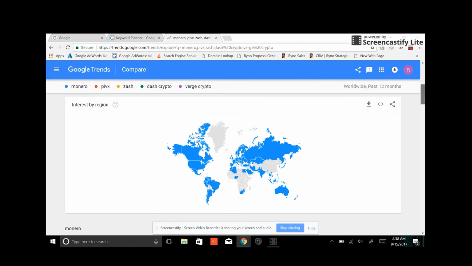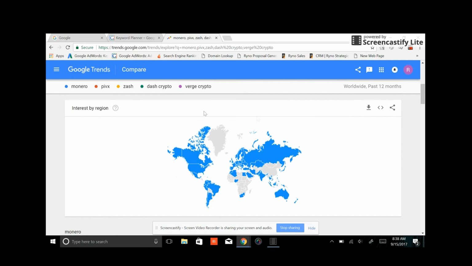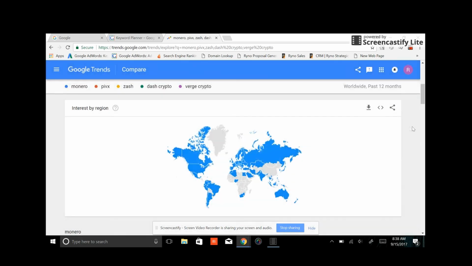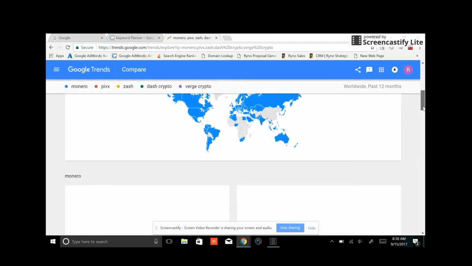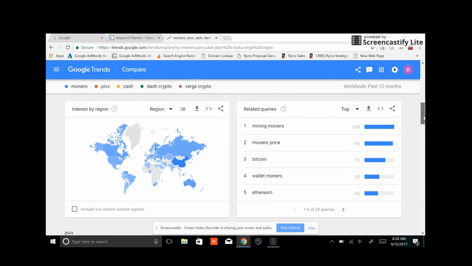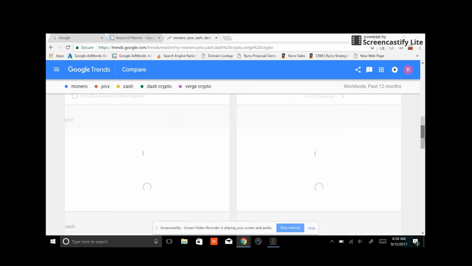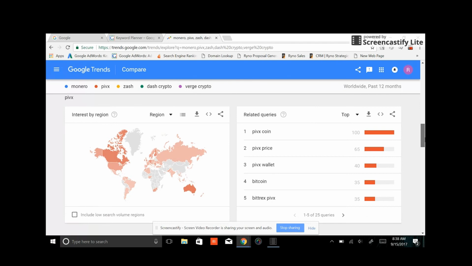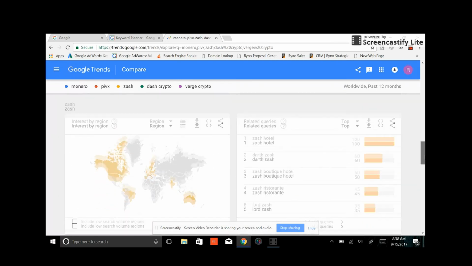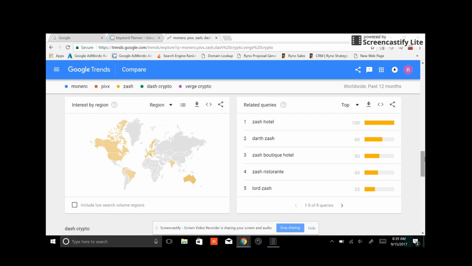We can come down, we can look at interest by region. There's actually a way on most of these that you can hide the low search volume. And this one doesn't look like it's giving me the option. But it does give you an idea just based on region. What are people searching for? What are some of the other keywords that they're also searching for that are related to Monero, PIVX, Zcash? It'll break it down for you individually. So great comparison tool, great tool to dig in to get different variations of the same keyword.